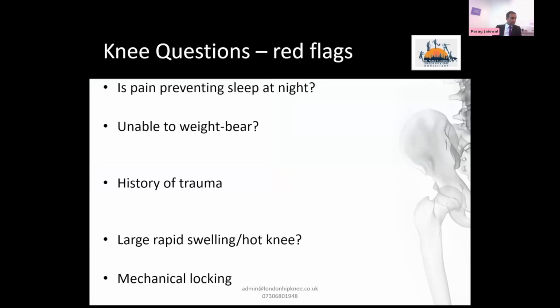Okay, let's talk about the knee. Let's answer the first question. Is the pain preventing sleep at night? What conditions in the knee might cause that?